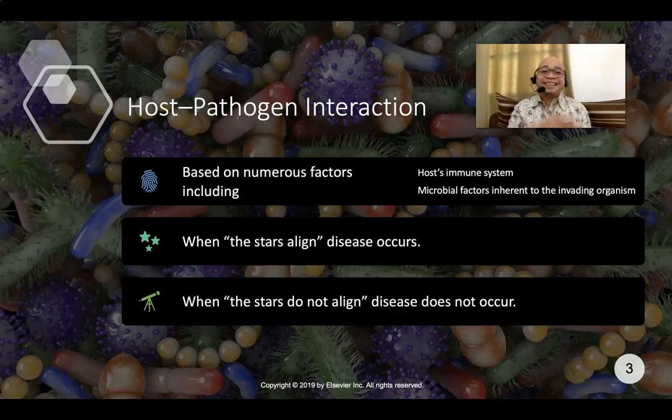Gone are the days when people in the medieval period or during ancient times would think that when the stars align, disease occurs, or when the stars do not align, disease does not occur.